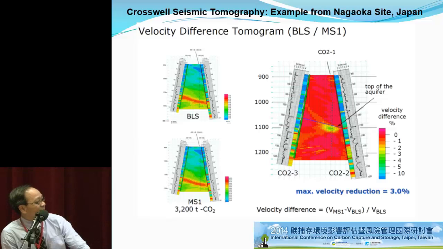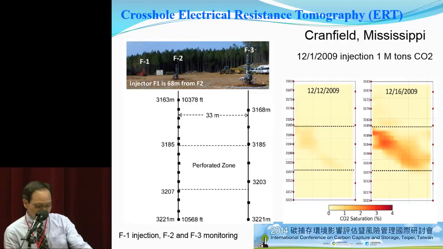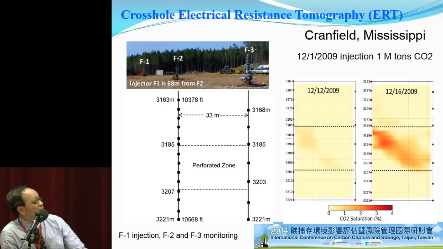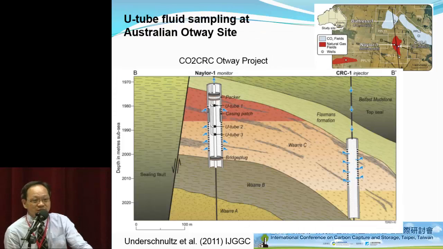And this one is from Nagaoka, a Japanese example. They show the time-lapse velocity survey. The two surveys look very similar, but the difference between them gives the CO2 plume and even the concentrations. So this is a velocity study. And this one is from Cranfield, Mississippi, a U.S. example, showing two wells, the monitoring and the injection wells. In between, they measure the resistivity. Before and after, they show the resistivity changes, and they can detect where CO2 has been injected.